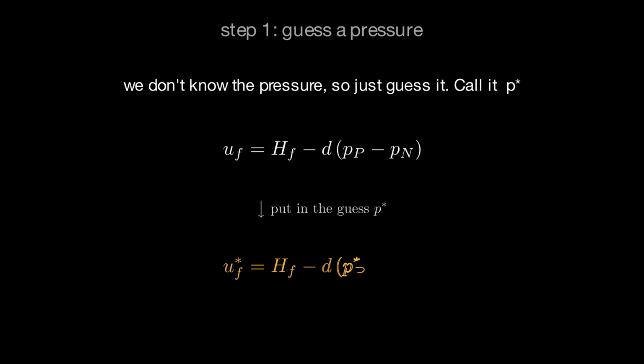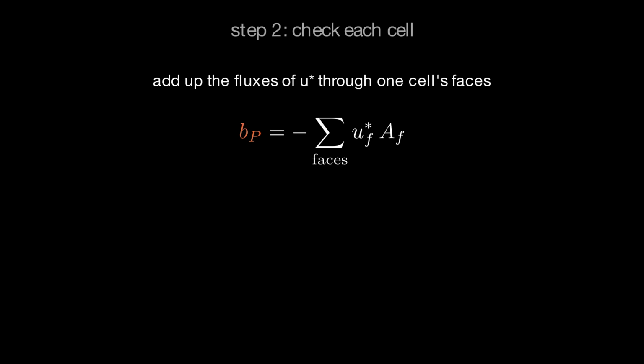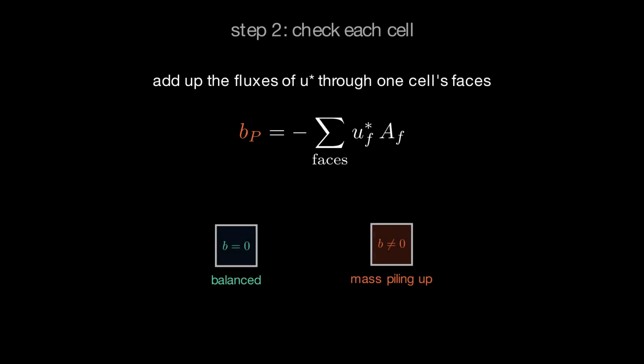Step 1. We don't know the pressure, so we simply guess it. Call the guess P star. Put that guess into the momentum equation, and it hands back a velocity through each face. Because it came from a guessed pressure, we call it U star. Step 2. For each cell, add up the fluxes of U star through its faces. Call the leftover B the cell's mass imbalance. If B is 0, that cell is balanced. But usually it isn't. B is not 0 means mass is piling up or draining out. Our guessed pressure was wrong. We have to fix it.